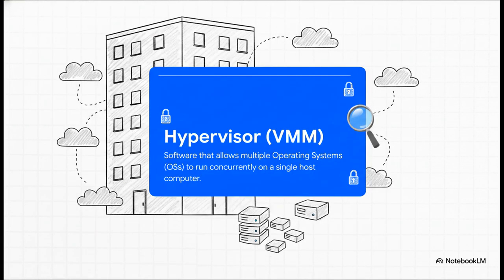And of course, every great apartment building needs a building manager. In the cloud, that manager is called the hypervisor. It's this incredibly smart piece of software that takes one huge physical server and basically slices it up into dozens of separate private apartments. We call those virtual machines. Now, this building manager, the hypervisor, holds all the master keys and decides who gets which apartment and how many resources they can use. Keep this one in your back pocket. The hypervisor is absolutely crucial.